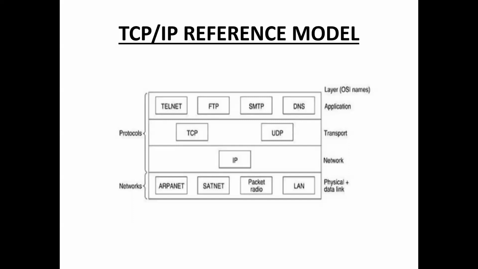Next, third one, transport layer. The transport layer is responsible for reliability, flow control, and correction of data being sent over the network. We already discussed the transport layer in the OSI reference model.